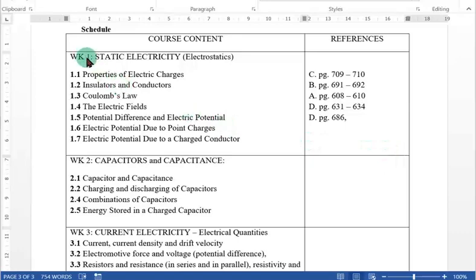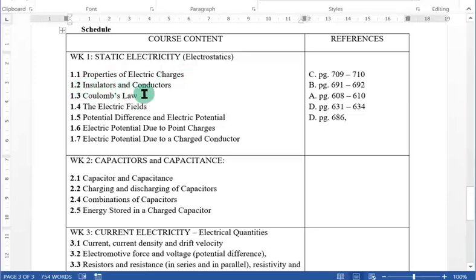This is week 1 lessons, and it is about electrostatics or static electricity. We'll cover these subtopics: property of electric charges. That will help us to appreciate what we mean by electric charges. We can know electric charges better by their behavior and some properties that they exhibit.